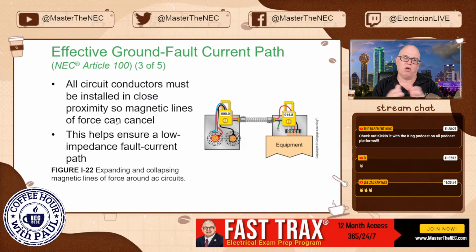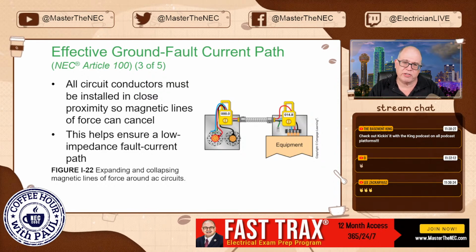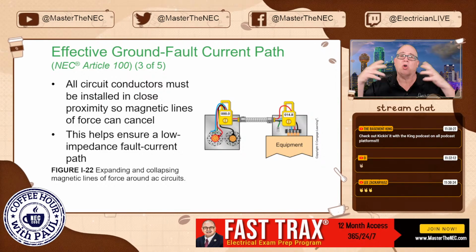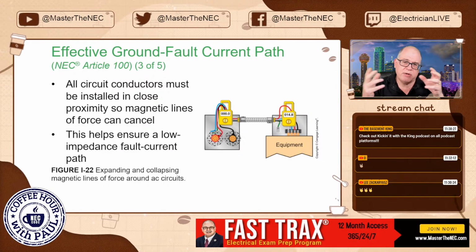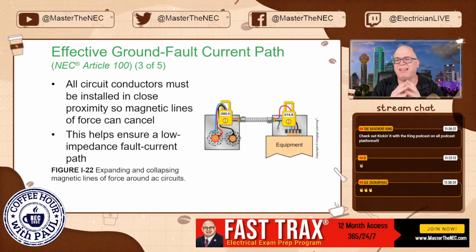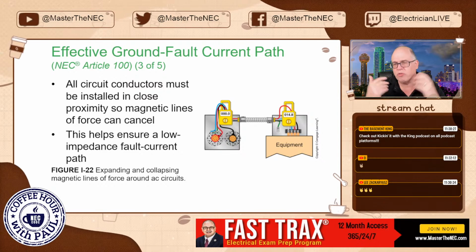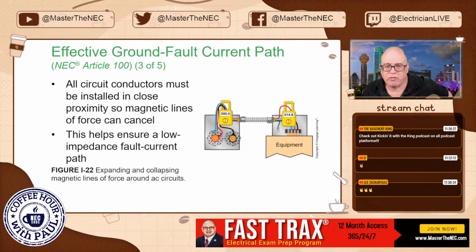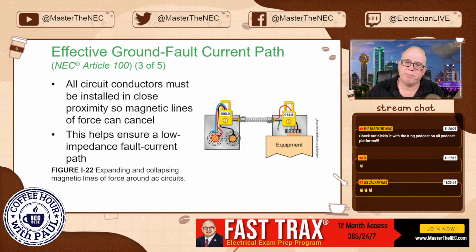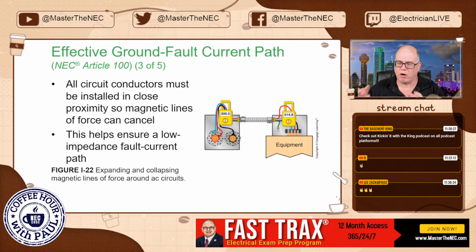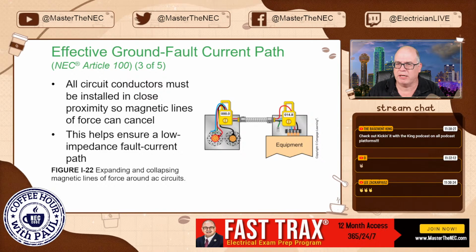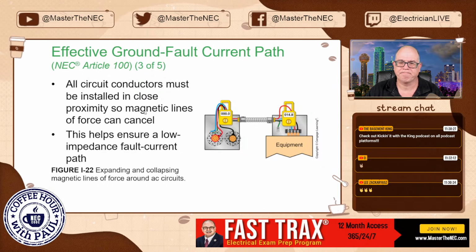At any rate, you're going to have to use your best judgment, but the closer you can run these in close proximity, the more you reduce those magnetic lines of force that cause opposition to current flow. If you keep them together, they cancel each other out, and you have less impedance on those conductors. So it's important. Plus, again, we want to ensure a low impedance ground fault current path, so we want to make sure our equipment grounds, our grounded conductors, and our ungrounded conductors are all run in close proximity.